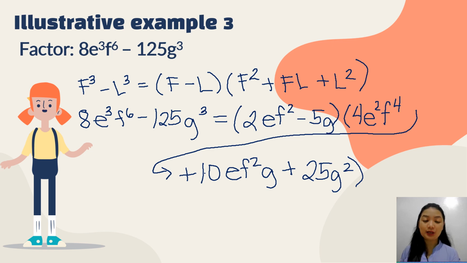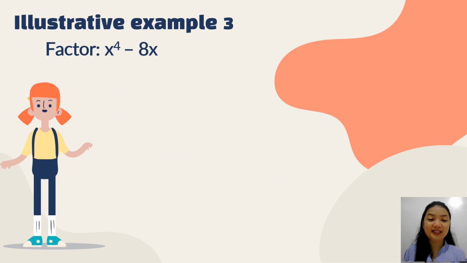So the factors of the given is actually the quantity 2e f squared minus 5g times the quantity 4e squared f to the 4th plus 10ef squared g plus 25g squared. So there you have it. That is how we factor the sum or difference of two cubes. Let us have the next example.